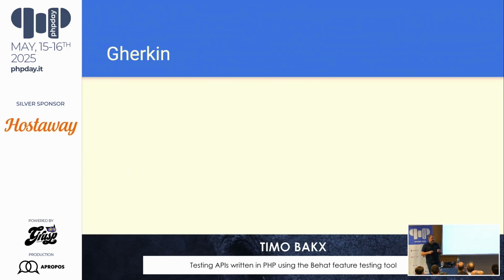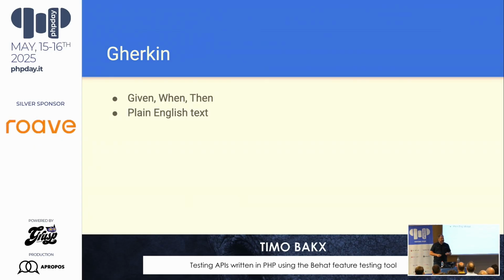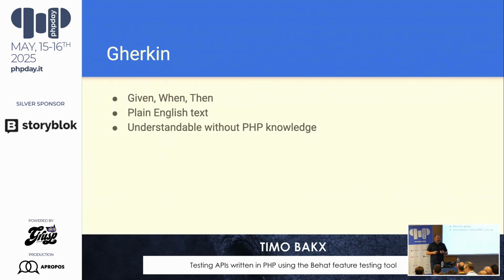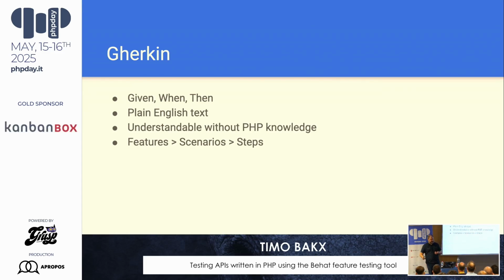Gherkin is the language you write your own tests in. It's a natural language. It has a given, when, then structure for the setup, the execution, and the checks. It is mostly in plain English. It's understandable without having to have the actual knowledge of the implementation behind it or the language that's being used. And it's structured in features that have scenarios that have steps.